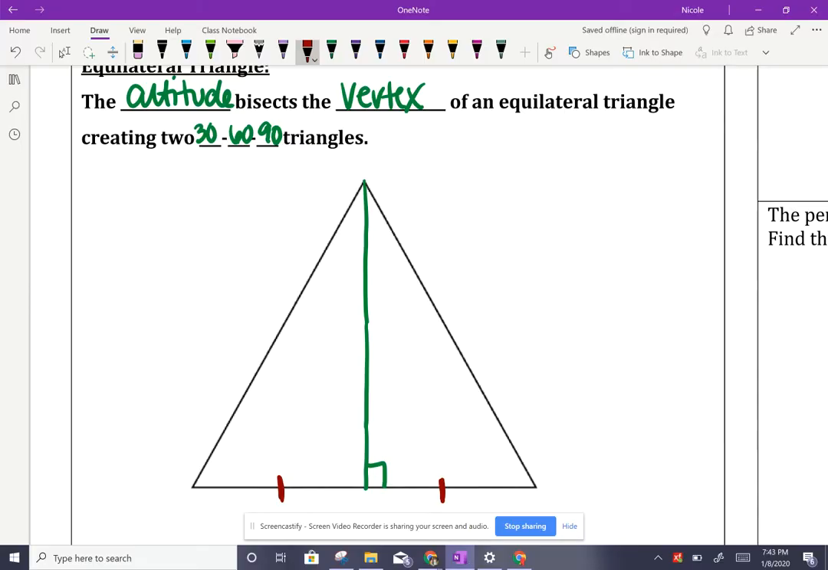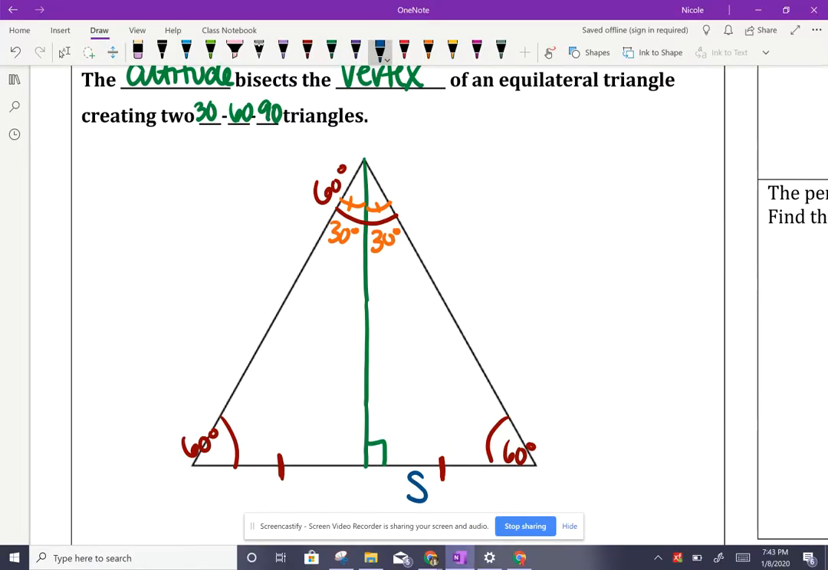This was originally 60 degrees, which is how much all three corners are. This is also 60 degrees and 60 degrees. But since it bisects the vertex, that means this piece is 30 degrees and 30 degrees. So I have a 30, 60, 90, which we know based off of our previous exploration of this subject, that creates a, across from your 30, we represent that with S. Across from your 60, we represent with S root 3. And across from your 90, we represent with 2 times S.